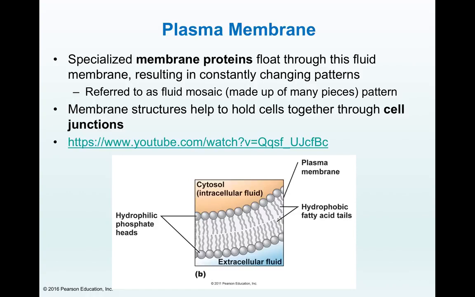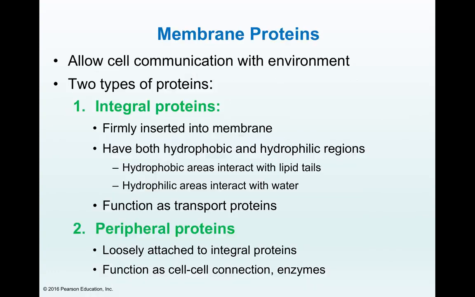Now, if I want to make sure that my cells stay attached to one another, depending on their function and their location, I can connect them or allow them to communicate with each other using a specific structure referred to as cell junctions. So before we go further and talk about cell junctions, let's take a look at membrane proteins that are embedded in or associated with your plasma membrane.